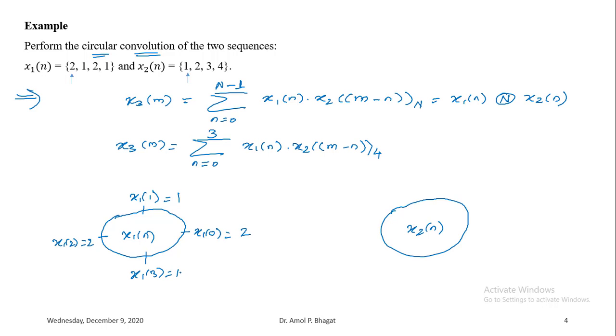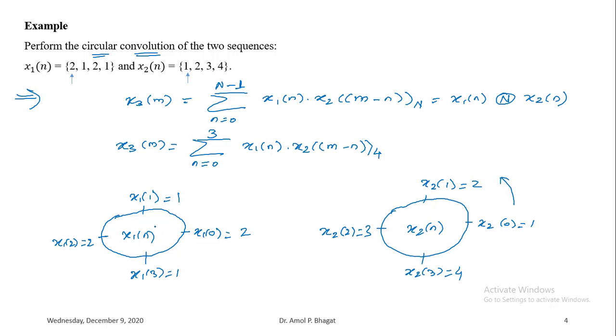Right. Similarly, this x2 of n will be plotted counterclockwise, so x2 of 0 is equal to 1, x2 of 1 is 2, x2 of 2 is 3, and x2 of 3 is 4. Okay, so these signals are plotted in counterclockwise directions on the circle.